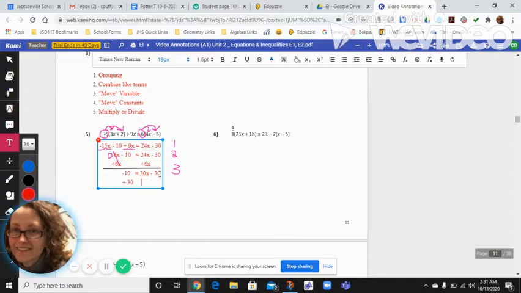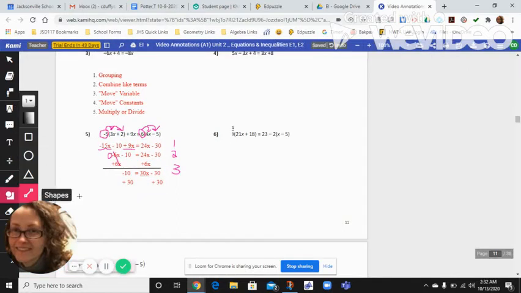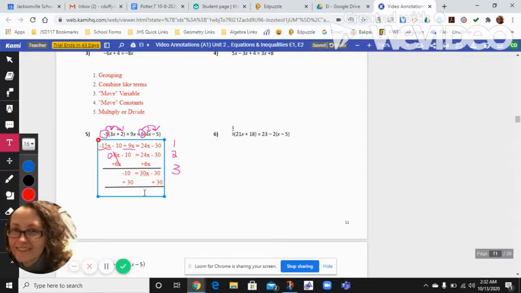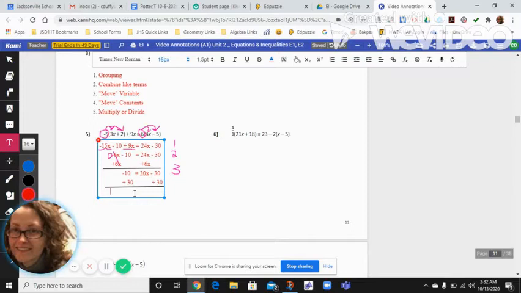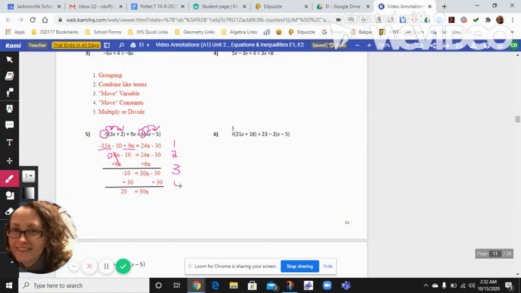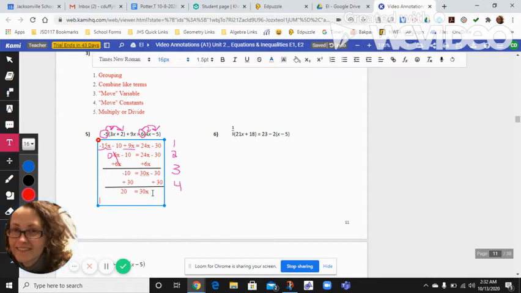Now I'm going to move all of my constants to one side. So I'm going to do so by adding 30 to each side, because the opposite of subtracting 30 is adding 30. And I get positive 20 equals 30x. And that is completing step 4.